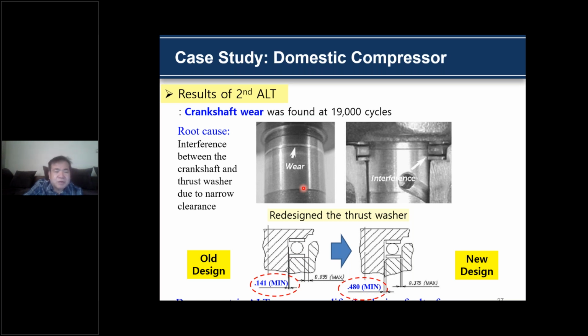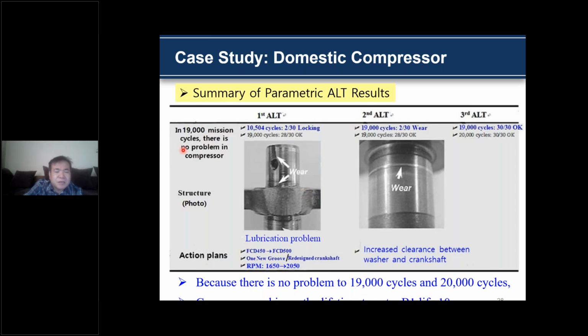And this is a summary of the parameter result. And there is no problem in compressor in 19,000 cycle. In first parameter, we found in the somewhere because of the lubrication problem. And then the changing of the design.